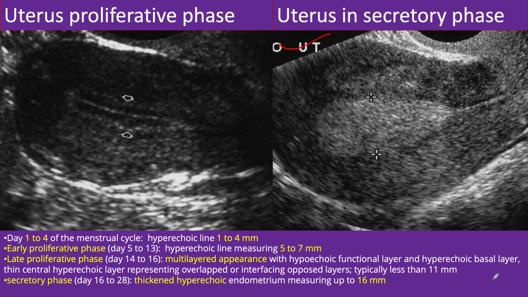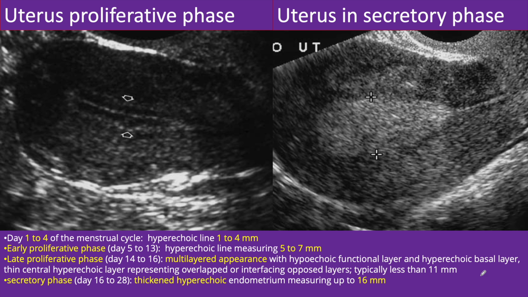This happens during the secretory phase, when increased stromal edema and vascularity cause the functional and basal layers to have similar echogenicity. This results in a homogeneously bright endometrium on ultrasound. During this phase, the thickness may reach up to 16 millimeters.